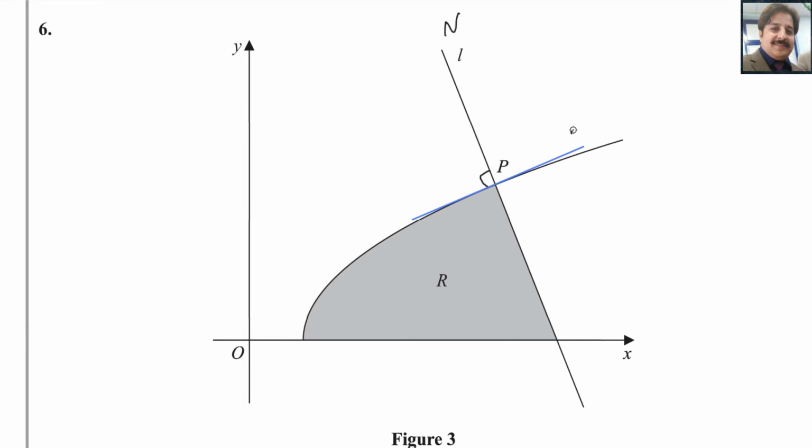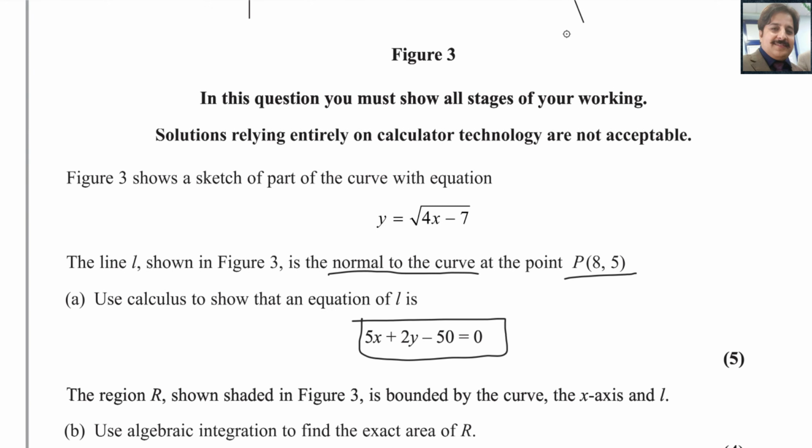Got it? If you are able to find the gradient of the tangent line, m1, you could find the gradient of the normal line, which equals minus 1 over m1. Actually, the product of these two gradients is always equal to minus 1. If you want to find the gradient of one line, you take the negative of the reciprocal of the other one. So this is the formula we can use here. First of all, you need to find the gradient of the tangent. To find it, you have to differentiate this equation.